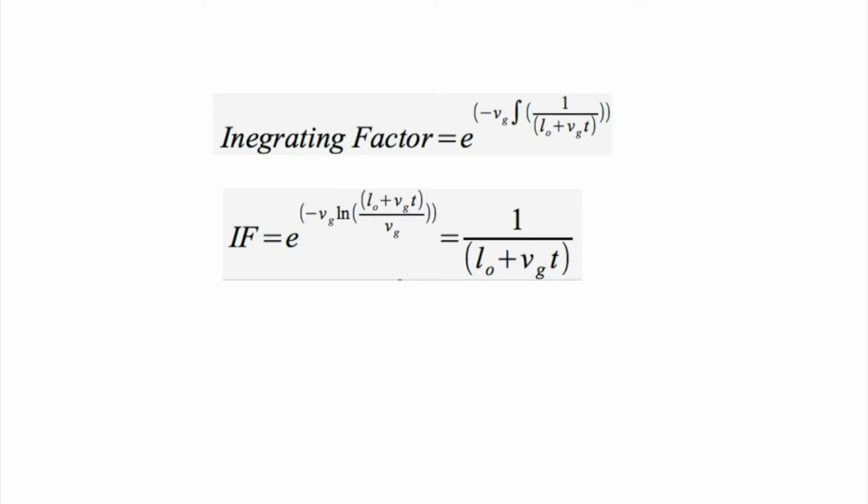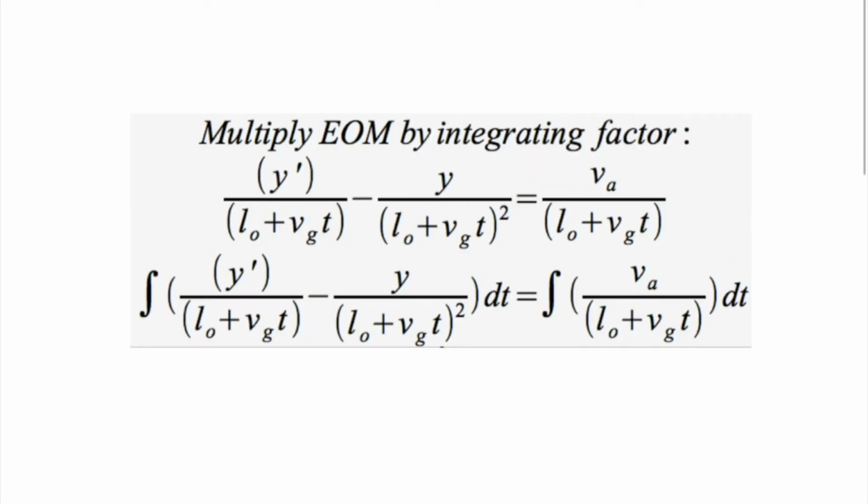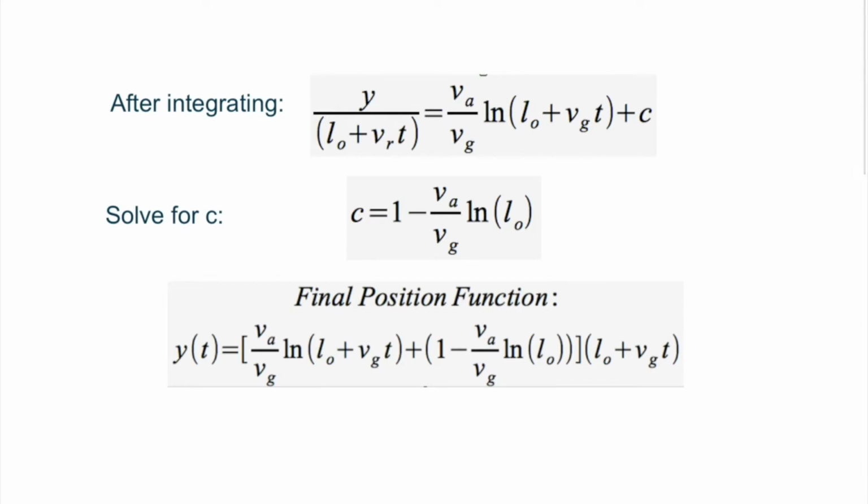When you evaluate that, just to be clear, this is a little mistake. This Vg here is not inside the natural log. It's outside of it, so it'll cancel with that Vg. And you get 1 over L0 plus Vgt. And of course we multiply the integrating factor through, and we get this. Then you integrate it. The one on the left looks awful, but it's kind of like reverse product rule, and it's sort of trivial after you solve a few of these problems. The integral on the right is just going to be a natural log, and you end up with this after integrating.